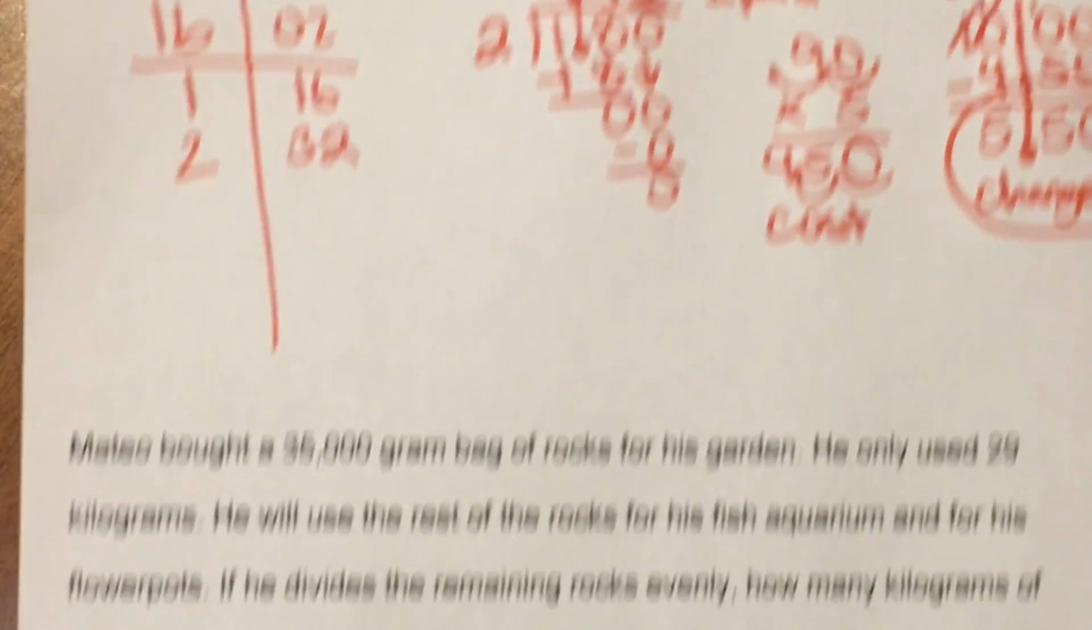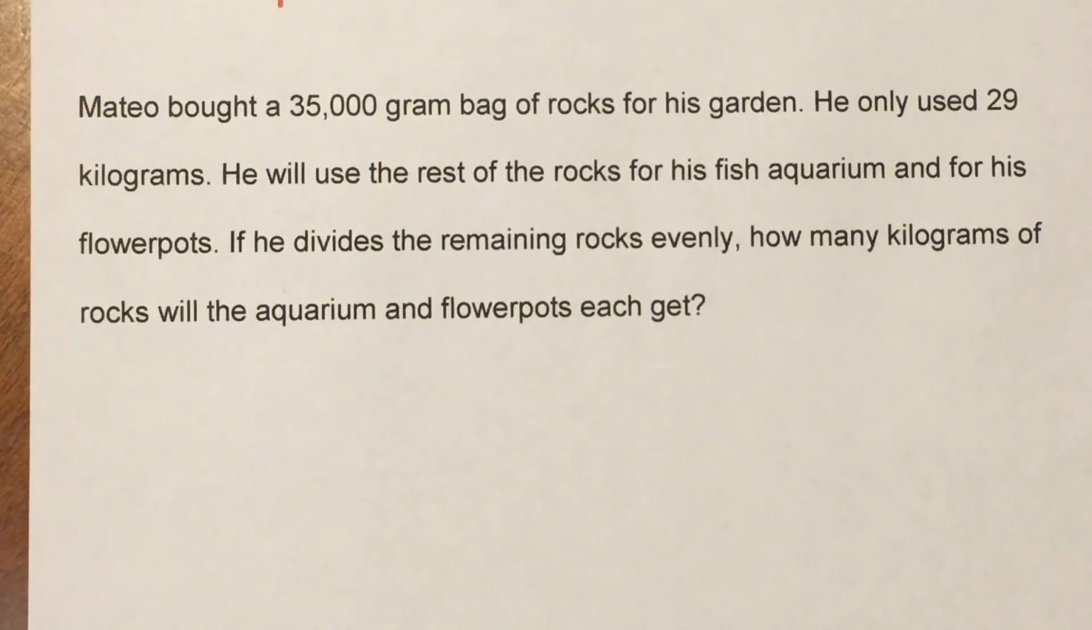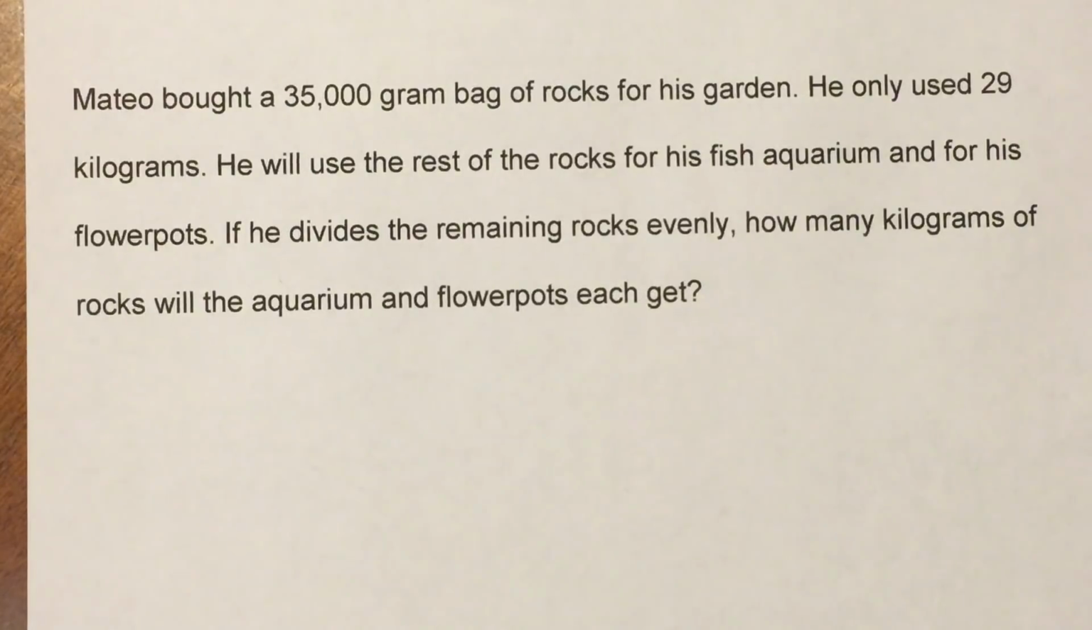Okay, let's try another one. Ready? Mateo bought a 35,000 gram bag of rocks for his garden. He only used 29 kilograms. He will use the rest of the rocks for his fish aquarium and for his flower pots. If he divides the remaining rocks evenly, how many kilograms of rocks will the aquarium and flower pots get?